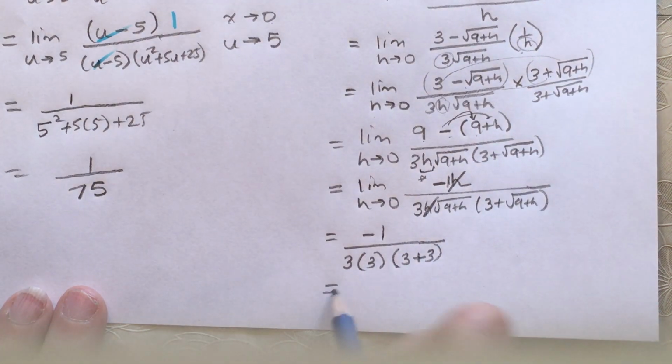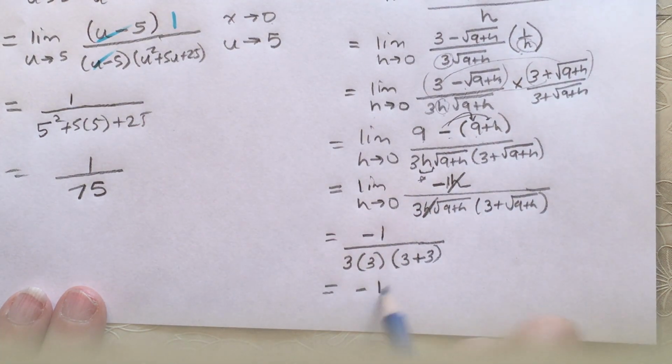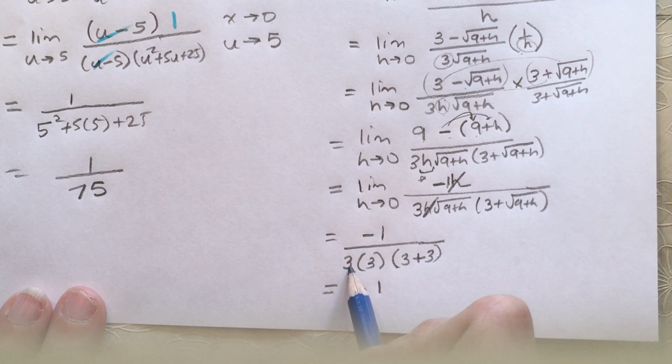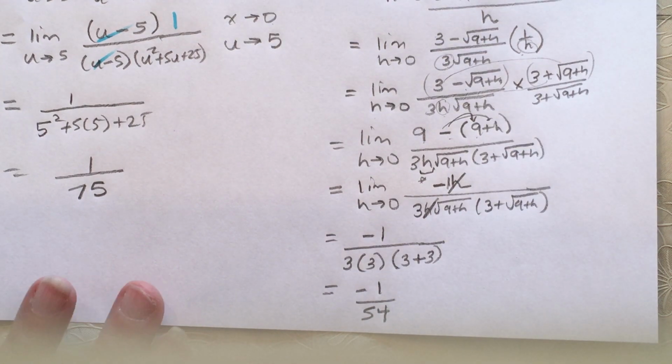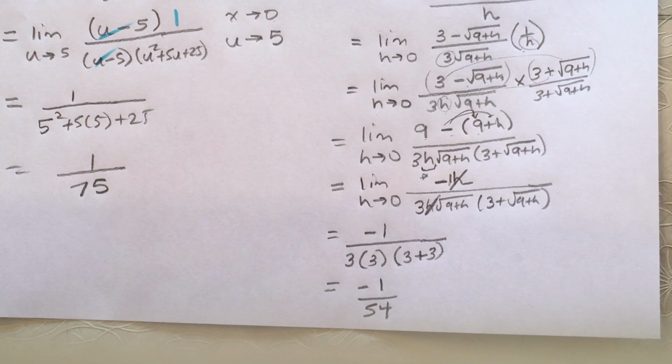which is going to end up giving us negative 1 over that 6 times 3 is 18 times 3, or 9 times 6, which is 54. So after all that, we get that the limit is negative 1 over 54. Next one.